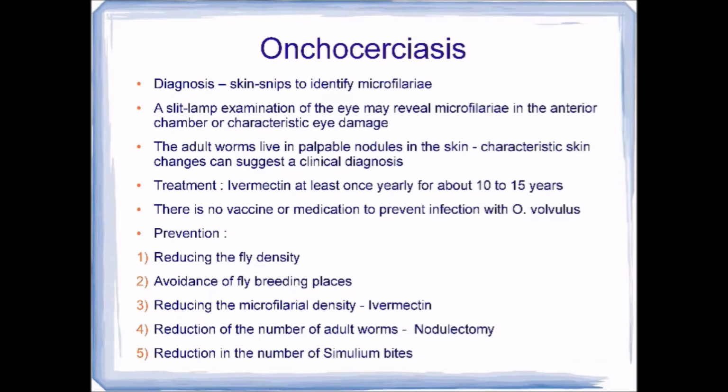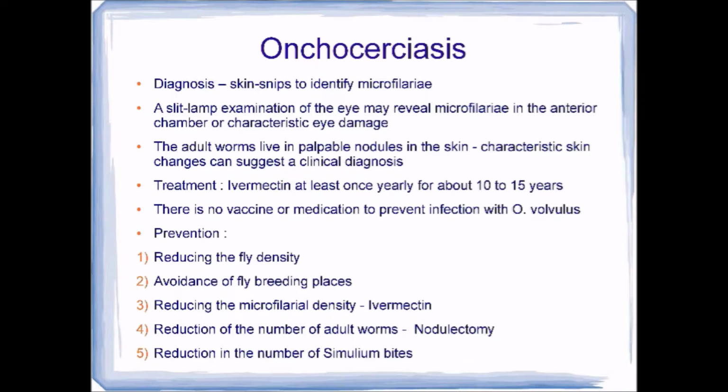Another arthropod-borne disease to be highlighted is onchocerciasis. The diagnosis is made by taking skin snips, which are placed in saline and the liberated microfilariae identified. Taking a measured area of skin with a special punch allows density measurements to be made. A slit lamp examination of the eye may reveal microfilariae in the anterior chamber or characteristic eye damage. The adult worms live in palpable nodules in the skin, so their presence and characteristic skin changes can suggest a clinical diagnosis. Treatment of this disease is by ivermectin at least once yearly for about 10 to 15 years.